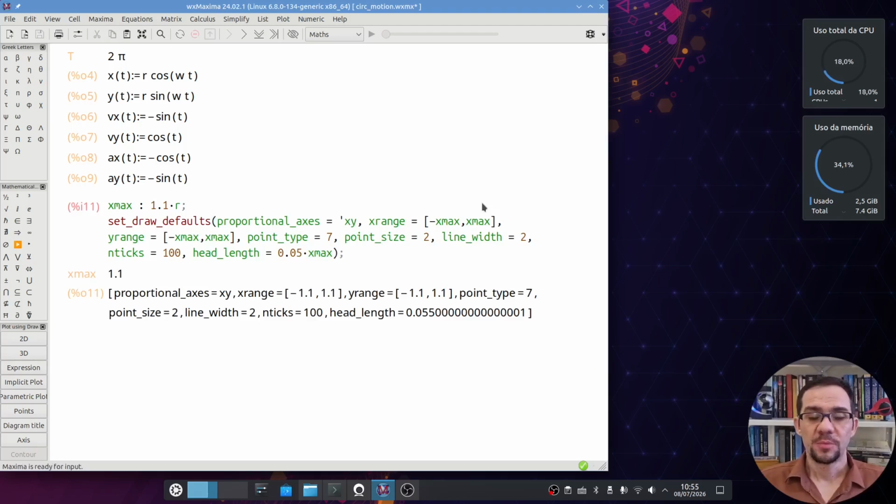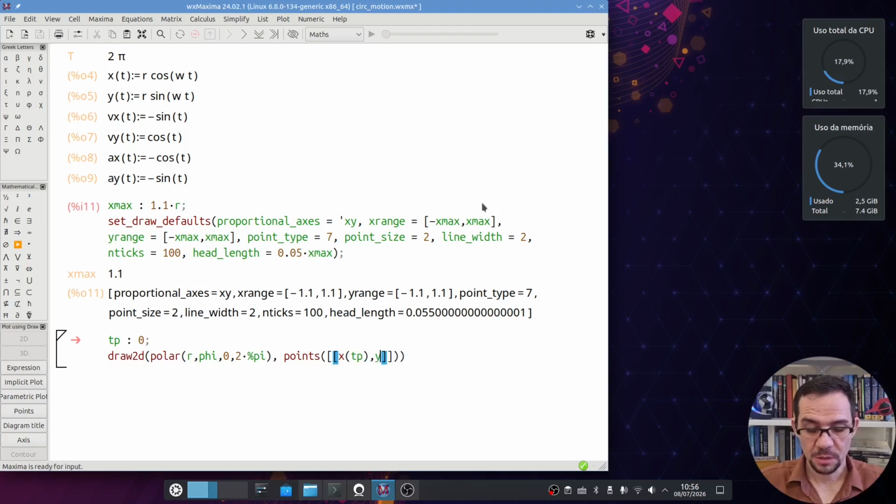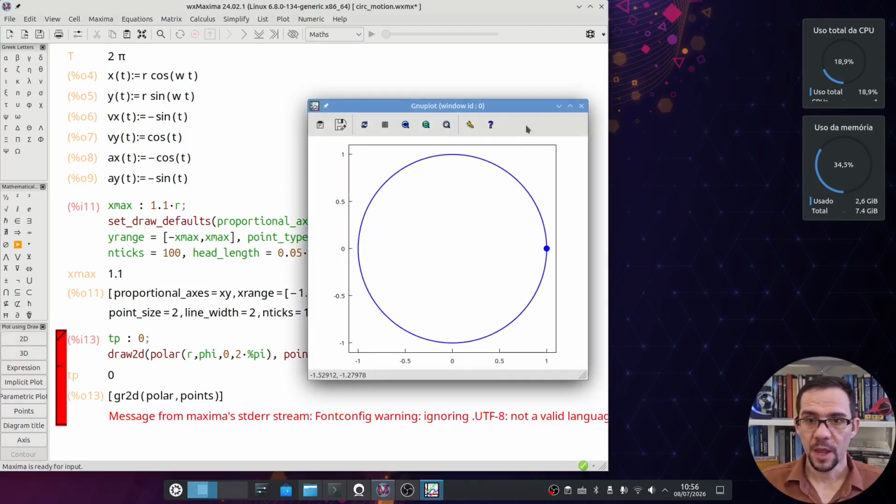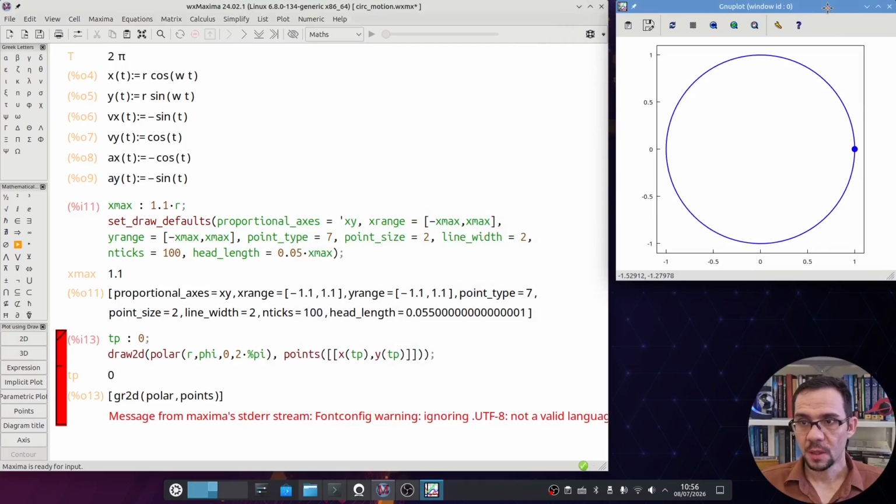To generate this static representation, we need to choose an instant. So let's define TP to set this instant, and let's use polar to draw the trajectory, and points to draw the particle position in the instant TP. There. And here we have the static representation.